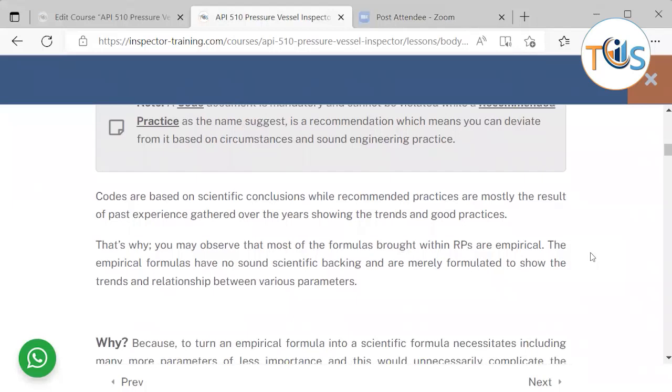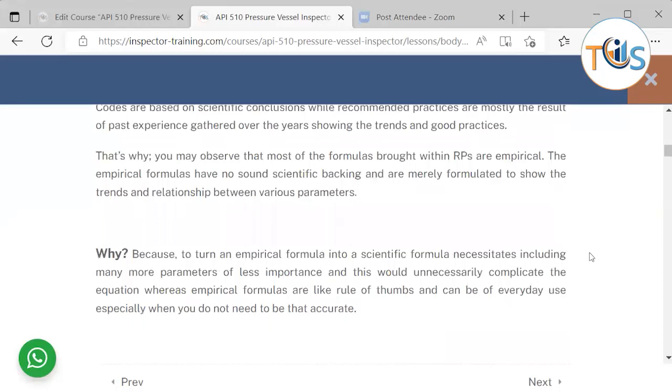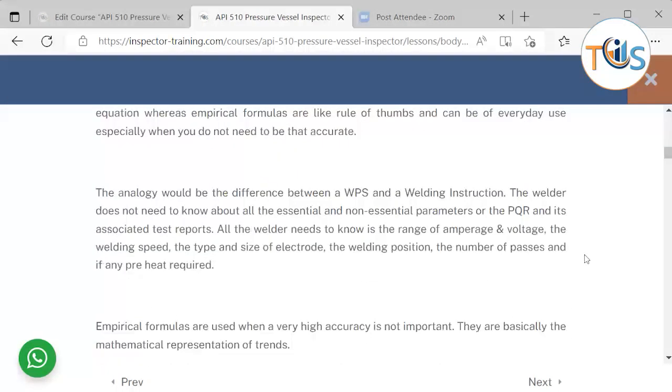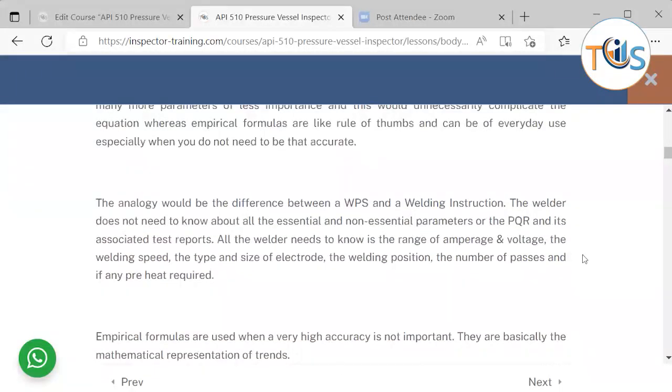So normally codes are all based on scientific conclusions, and that's why the recommended practice are mostly practically oriented. So that's why you see that there is a lot of empirical formulas, trends, graphs, to show you the overall picture and how to handle different situations. So the analogy would be like a WPS, welding procedure specification, and welding instruction. So the welder does not need to know about all the essential, non-essential parameters or the PQR and its associated details. All the welders need to know is the range of amperage and voltage, the welding speed, type, size of electrode, welding position, number of passes, and if any preheat required. So as long as he knows this and how to apply them, that's good enough.